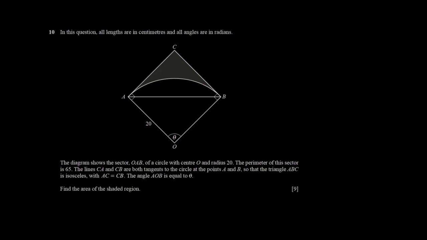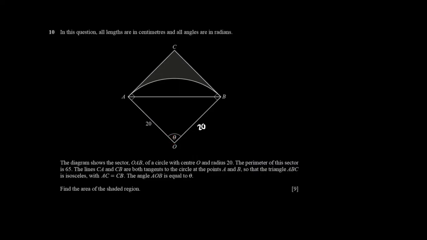The diagram shows the sector OAB with center O with radius 20. Okay, so that means that also this length here is also going to be 20, isn't it? So we label that on. The perimeter of this sector is 65. So that perimeter there is going to be 65.